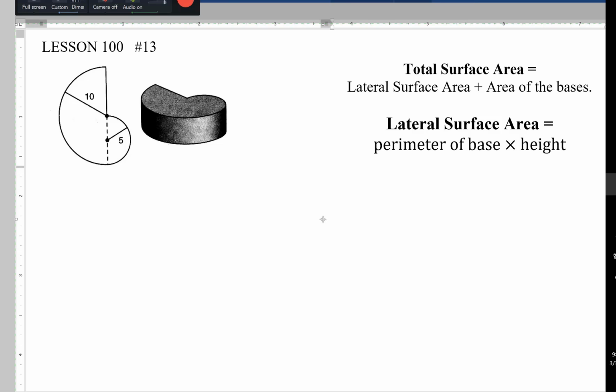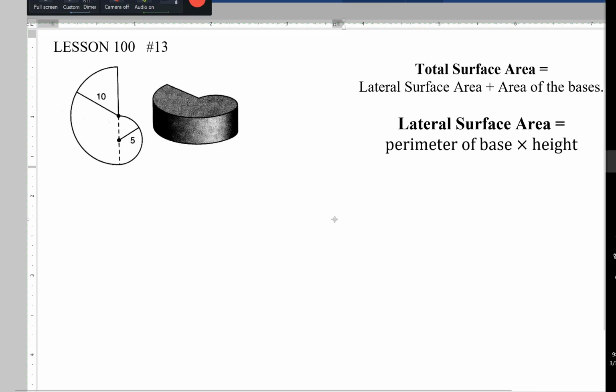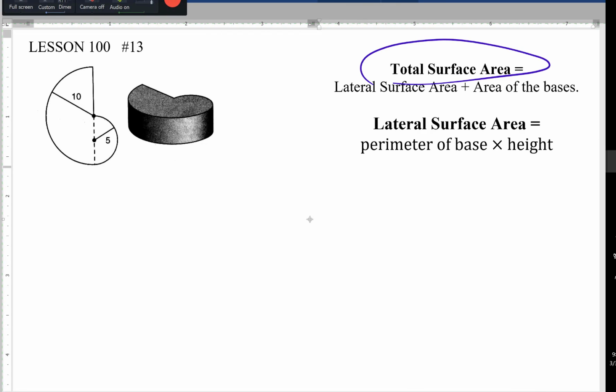This is lesson 100, number 13. We're trying to find the total surface area of this three-dimensional right solid and find the lateral surface area. If you look in your notes, it tells you that to find the total surface area of a right solid, you have to find the lateral surface area plus the area of the bases.